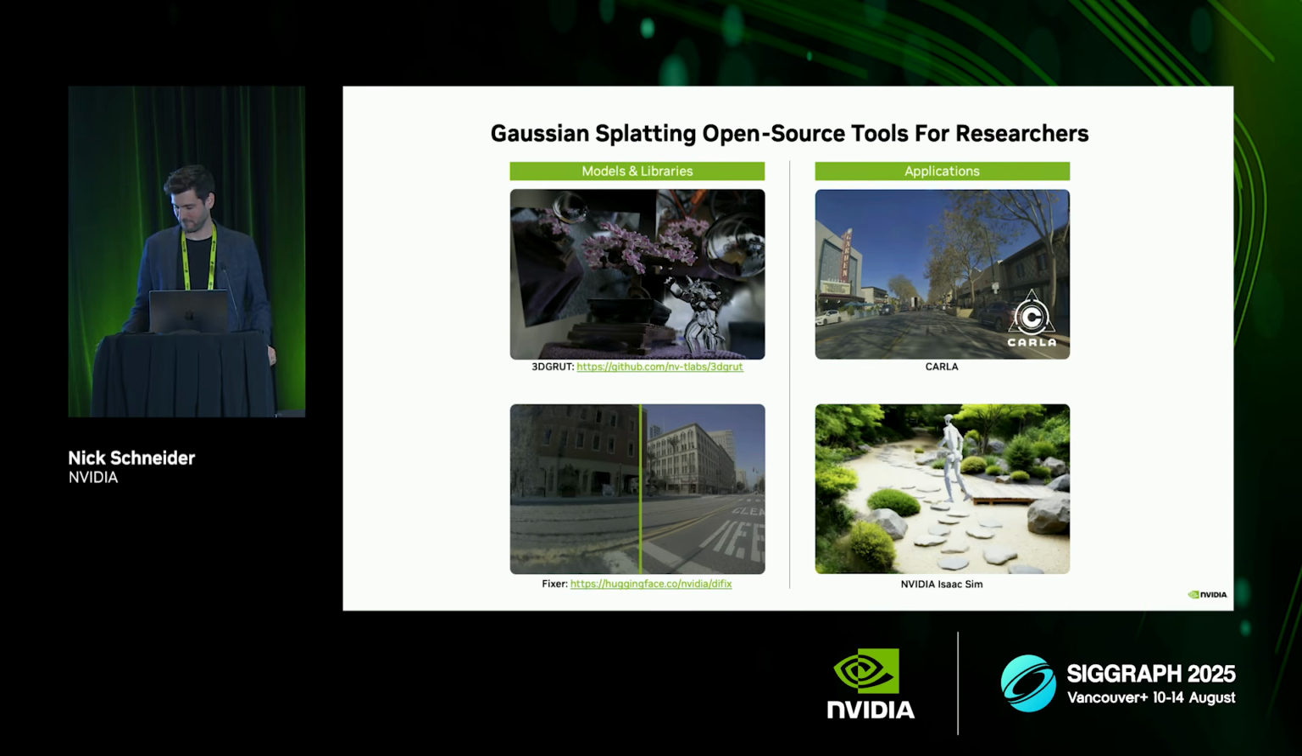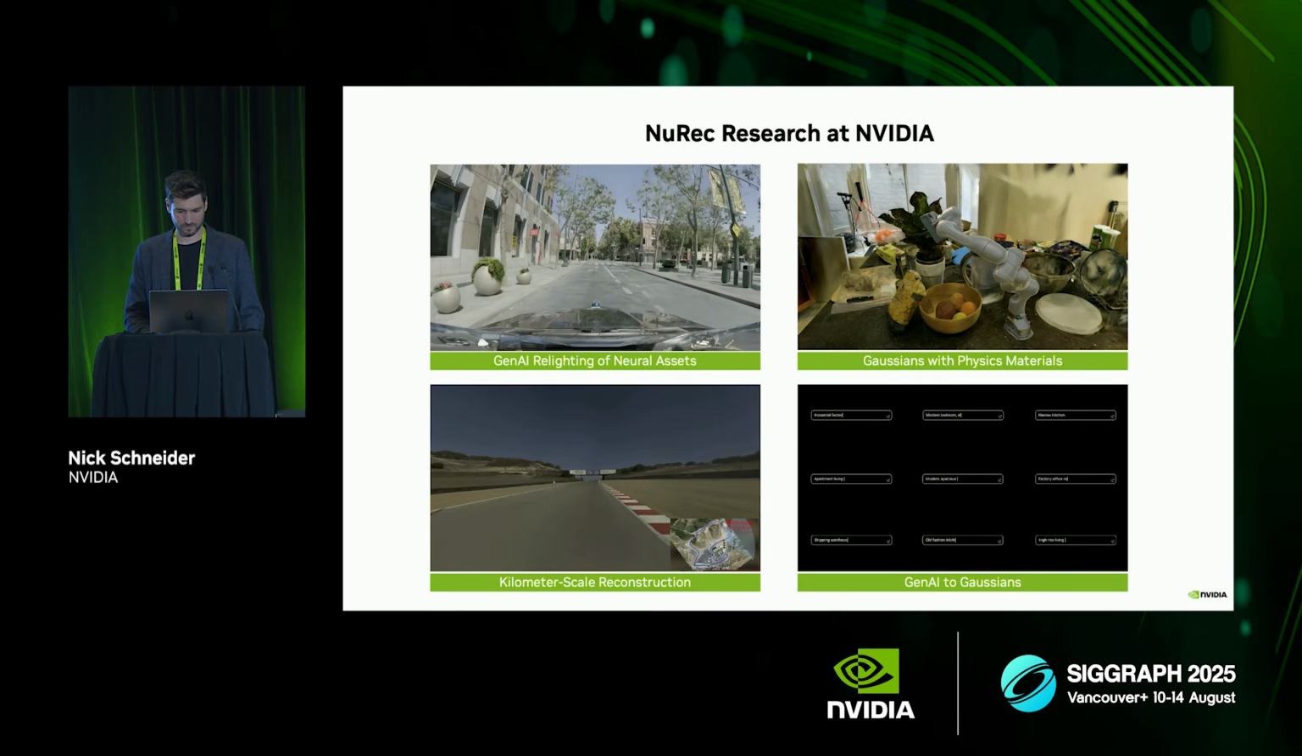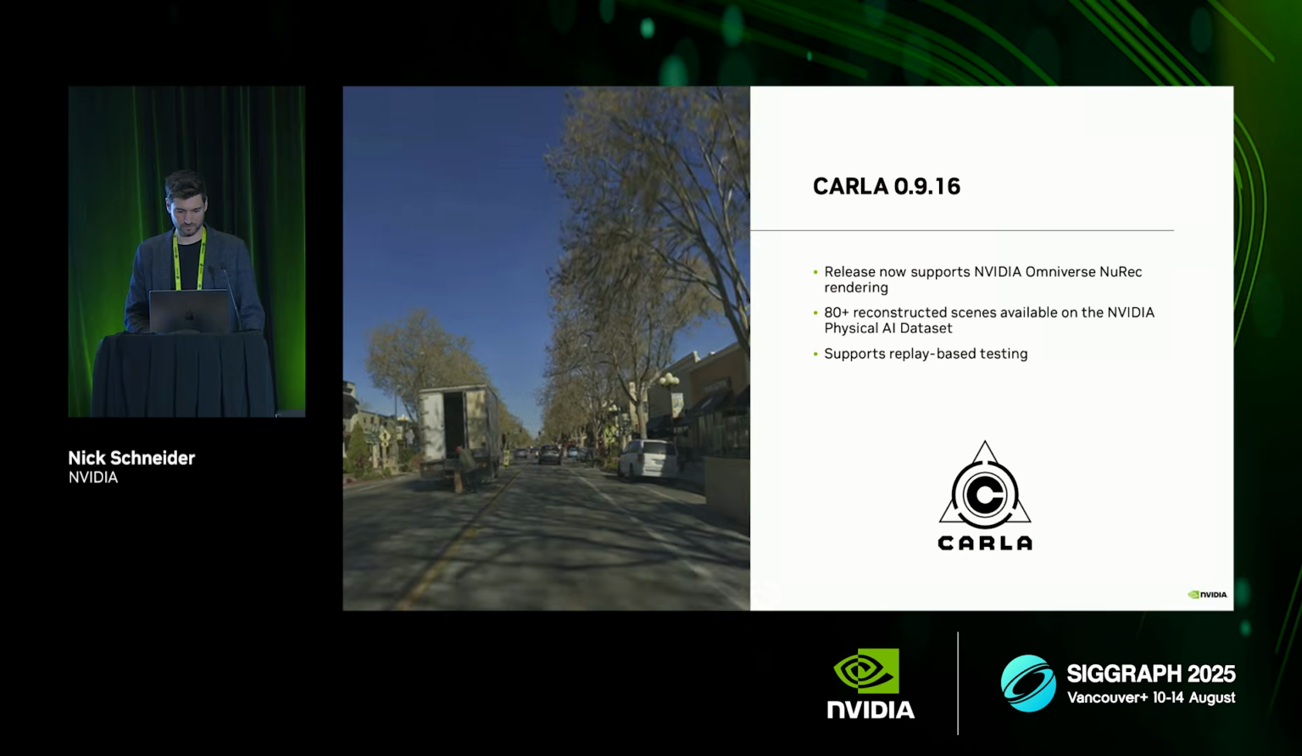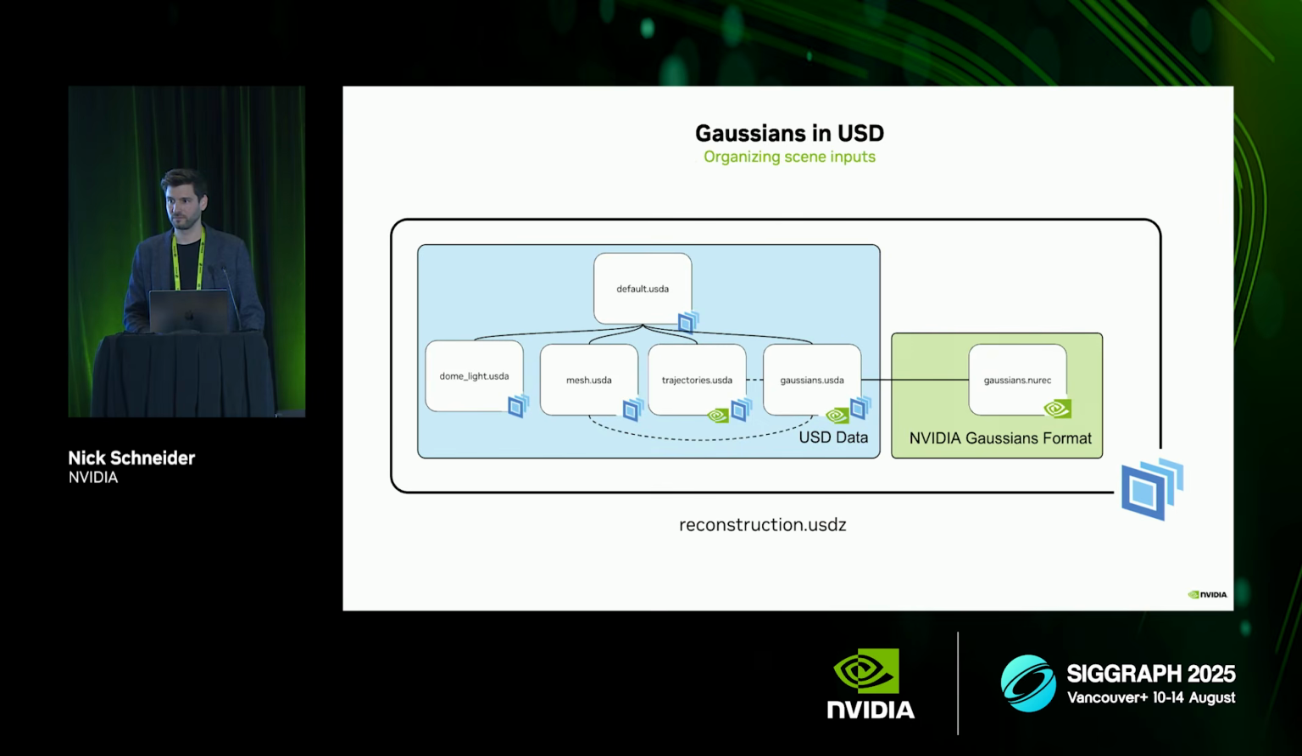Thank you. On one of the slides, you showed the USD to NuRec connection. Is that through a file format plugin of some sort? And if so, is that available with Omniverse already?